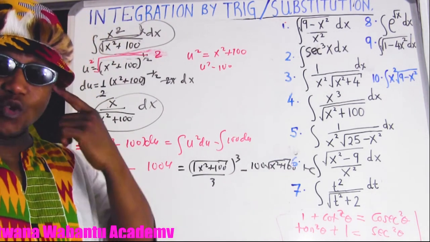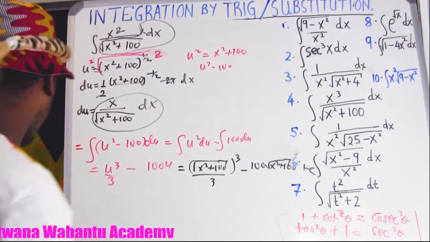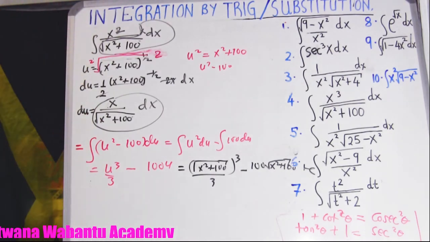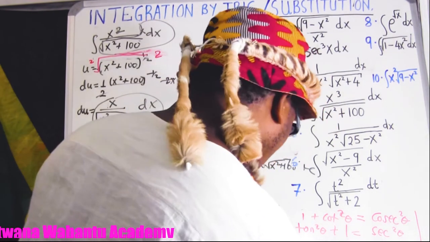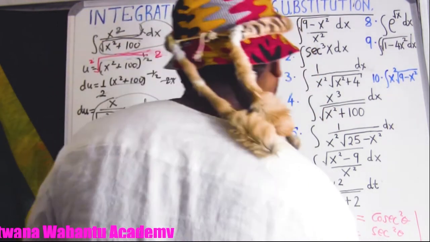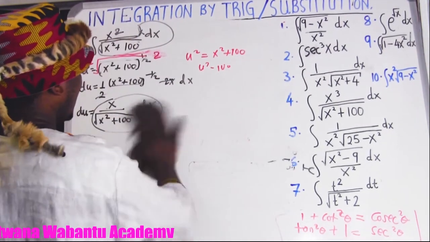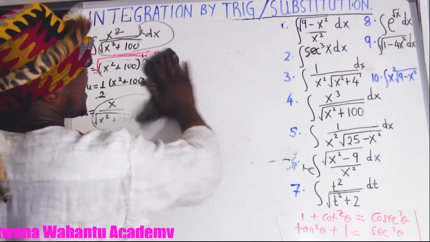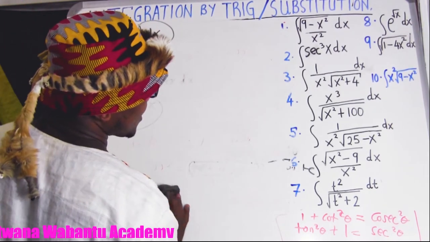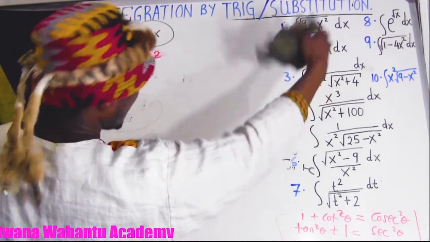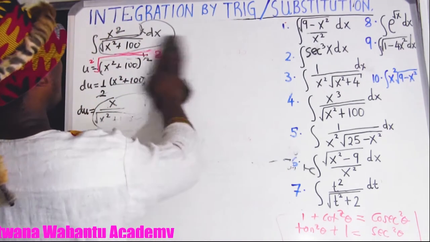They can just give a question where you have to use common sense. Let me show another example where you could have used a trig substitution, but then I chose to do normal substitution because I felt it's more convenient. I think it's somewhere here. Yeah, this one here. This is going to be question number 11, which I'm going to do now.